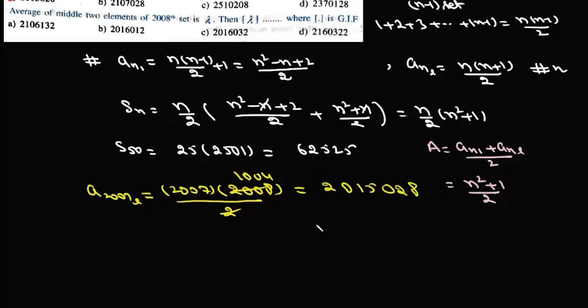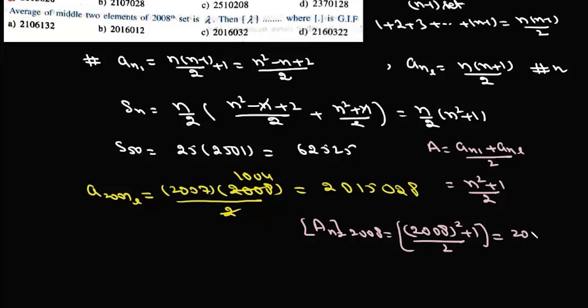Now we need this average for n equals 2008, so there will be (2008 whole square plus 1) divided by 2, and we need its integral value. Now this is 2016032.5, so its integral value will be 2016032, and that's your option C.